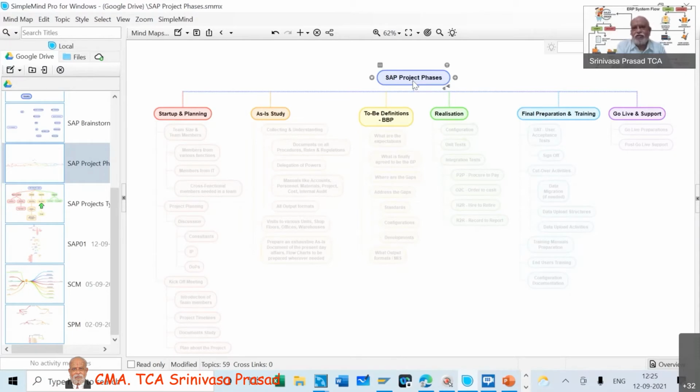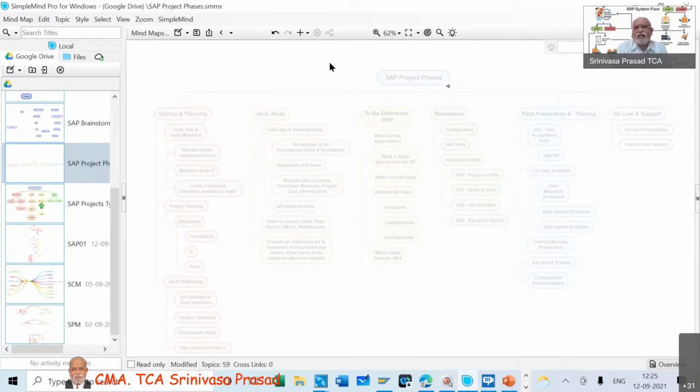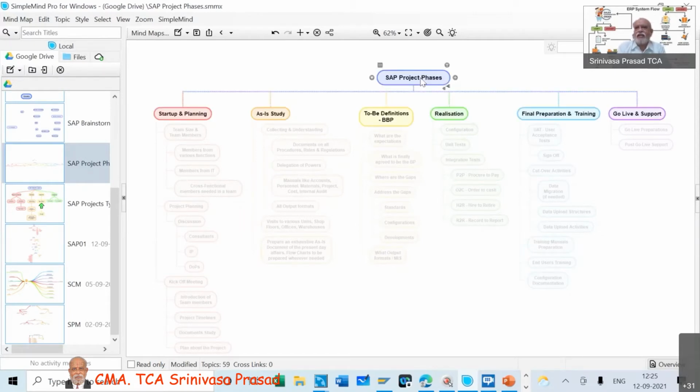So we should understand to a large extent what all the other modules are doing. Then only we will be able to appreciate how to extract data from other modules and bring it to finance, and make it a presentable format for us to work either on the financial reports or on the costing reports. Based on that, I have started on SAP, so that it will be much better for us to understand. And many people were working in the SAP environment.